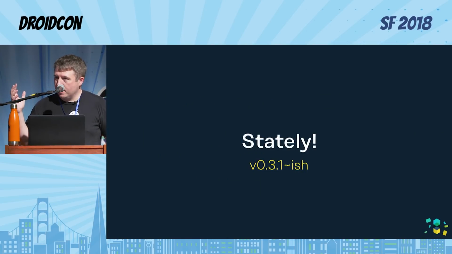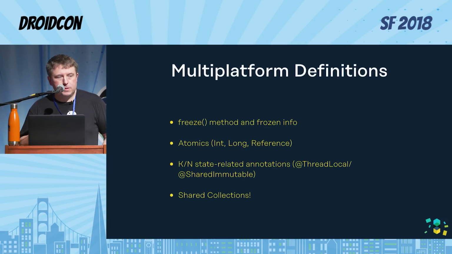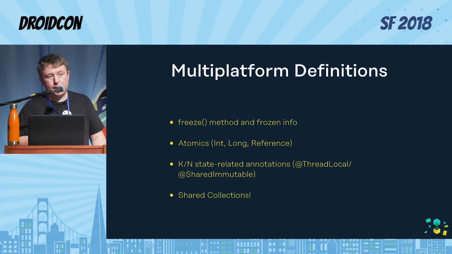Stately, which is the thing I had in there before, which I announced at Droidcon UK, is essentially something that facilitates a lot of that stuff. So there's only the freeze method in Kotlin Native. So this defines a multi-platform version that does nothing on Java. And then it defines multi-platform atomics and some annotations that are from Native that do nothing on Java. The more interesting thing that's a little weird is that I defined a whole bunch of shared collections that are all implemented with atomics. So it's a hash map implemented with atomic references, things like that.